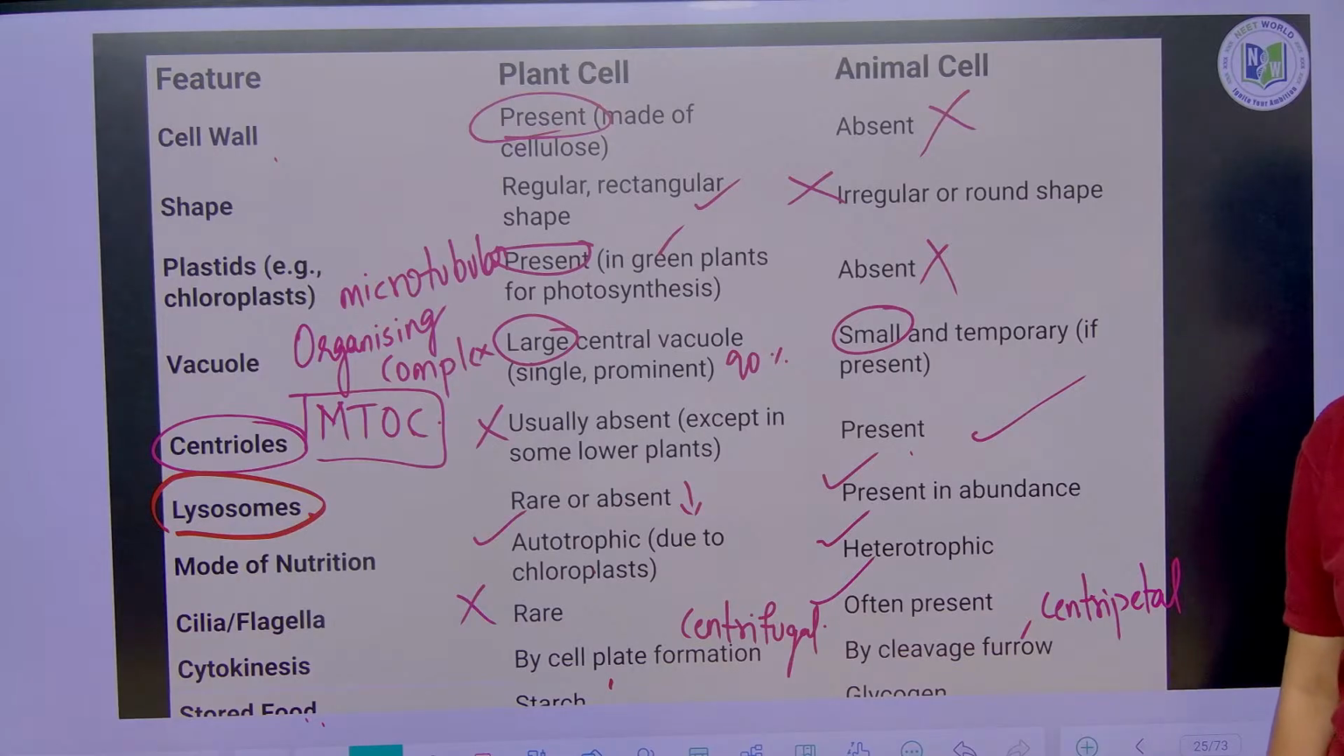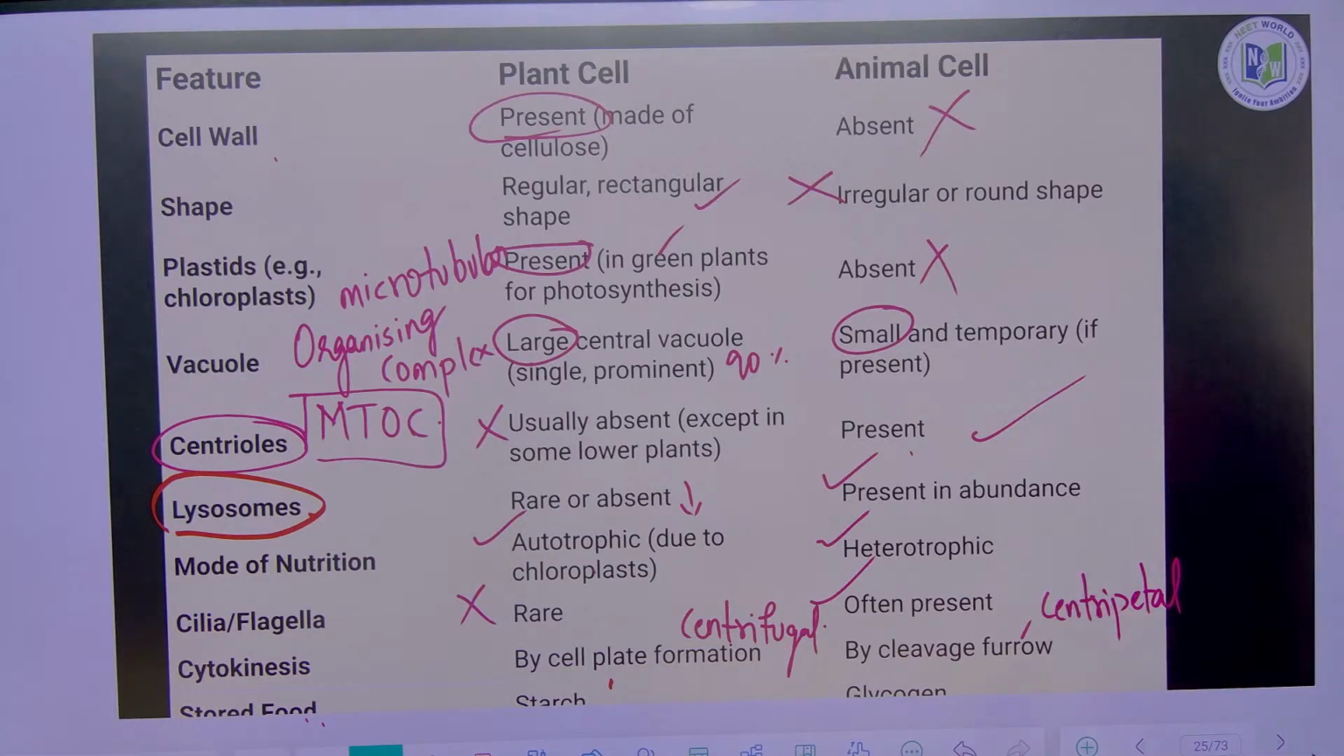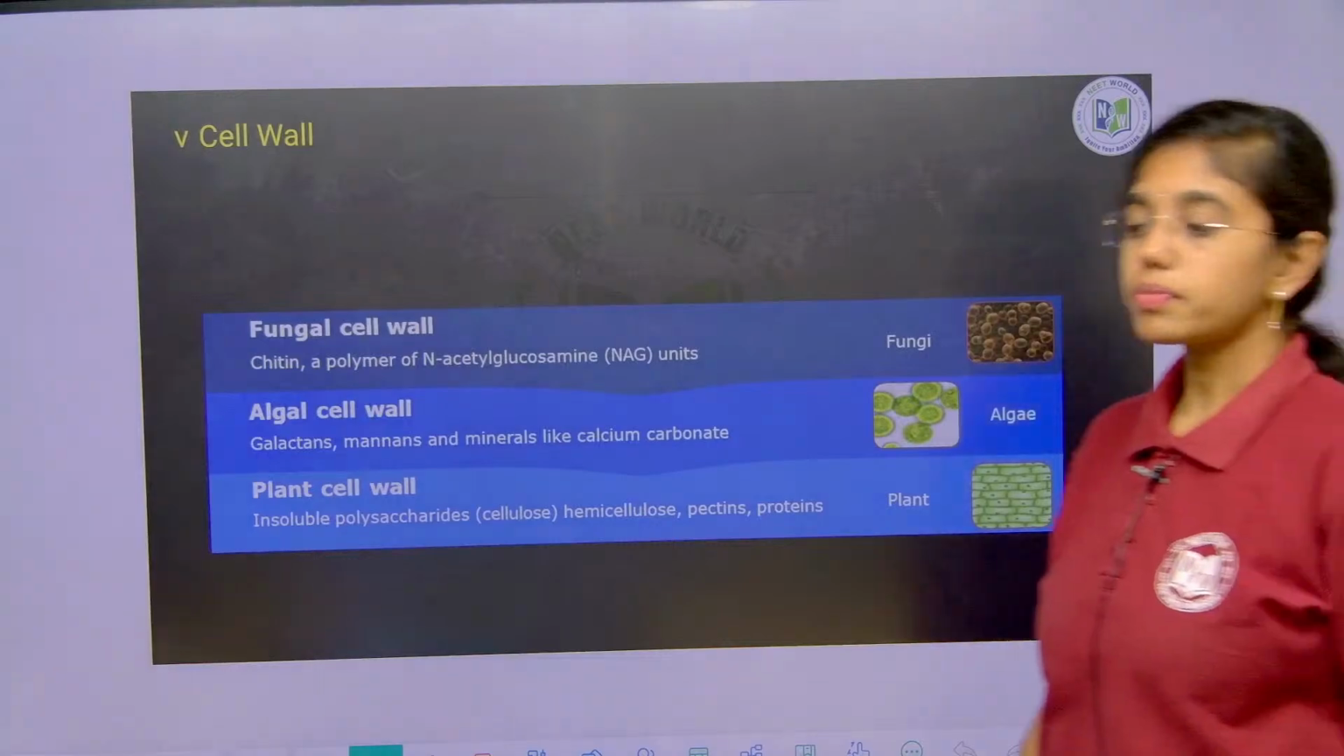Take your time and note down. Add on points if you are taking also, it is fine. Done, right? Yeah. Now, cell wall.